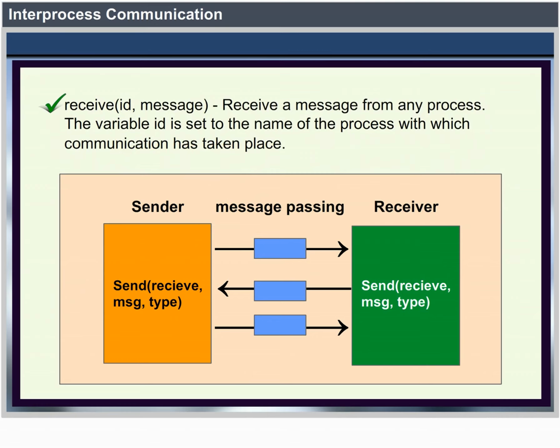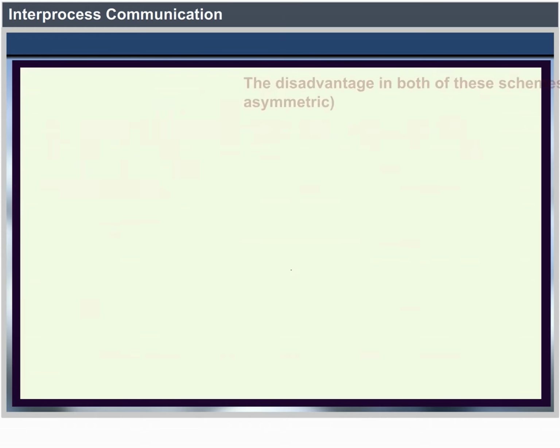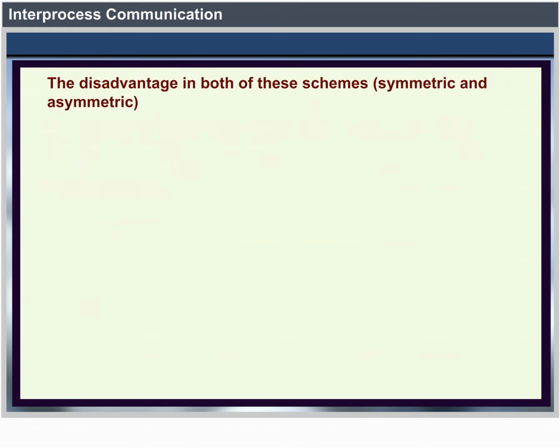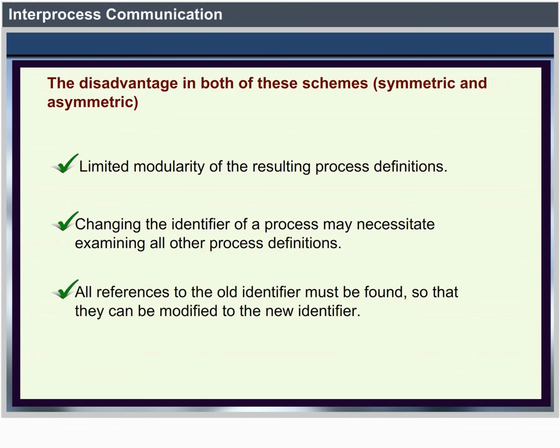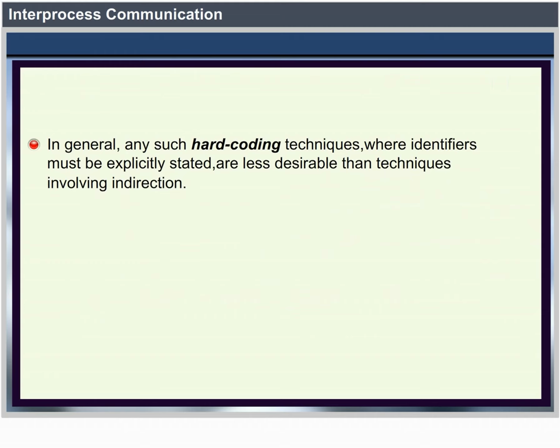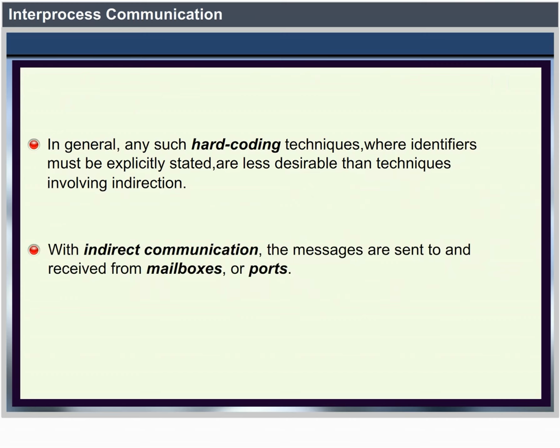The disadvantage in both of these schemes, symmetric and asymmetric, is the limited modularity of the resulting process definitions. Changing the identifier of a process may necessitate examining all other process definitions. All references to the old identifier must be found so that they can be modified to the new identifier. In general, any such hard-coded techniques where identifiers must be explicitly stated are less desirable than techniques involving indirection. With indirect communication, the messages are sent to and received from mailboxes or ports.